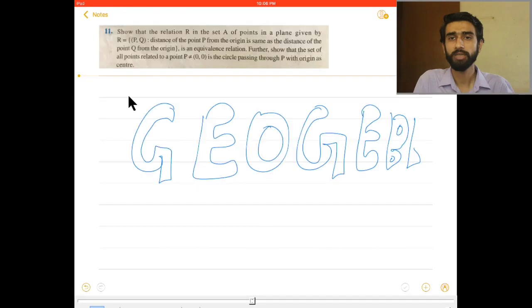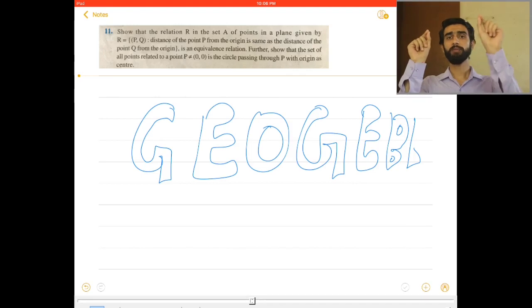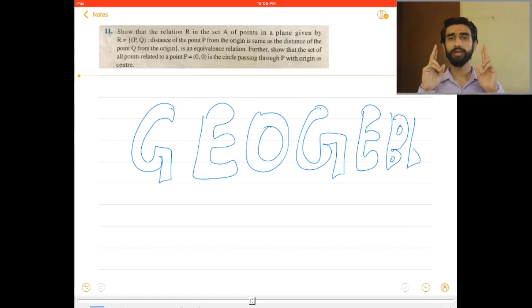Now look at the question carefully. The question is: show that the relation R in the set A of points in a plane given by relation R = {(P, Q): distance of the point P from the origin is same as the distance of point Q from the origin}. That is, two points will be related if the distance of the first point from the origin and the distance of the second point from the origin is same. Two points are related if their distance from origin is same. Clear? Keep it in your mind, then we will do this in GeoGebra.